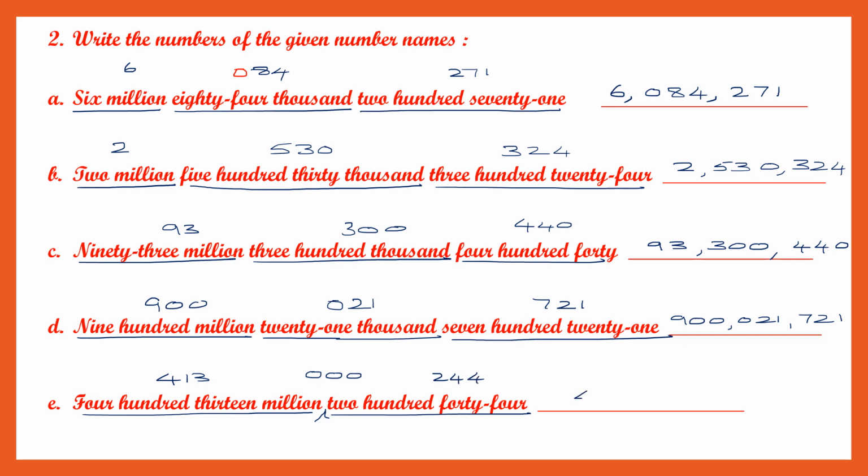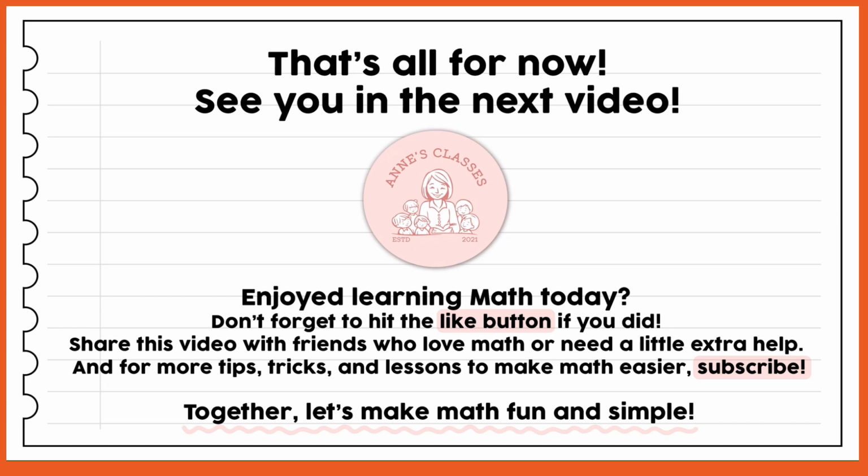So now let's write the number 413 million. Nothing in the thousands period. So we put three zeros because in the international system, in each period, you must have three digits. And then we have 244.